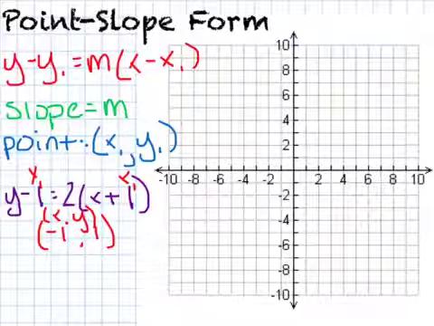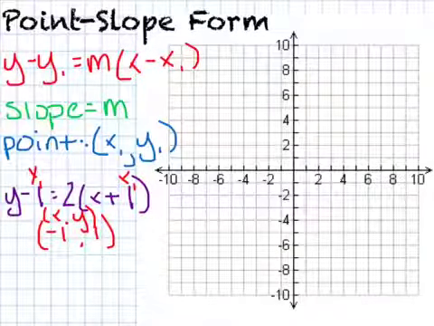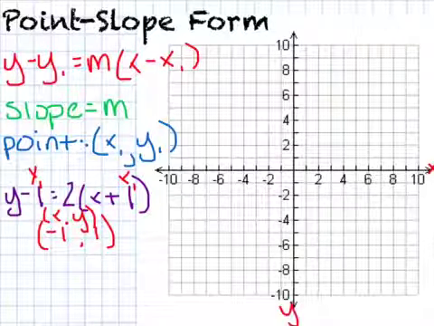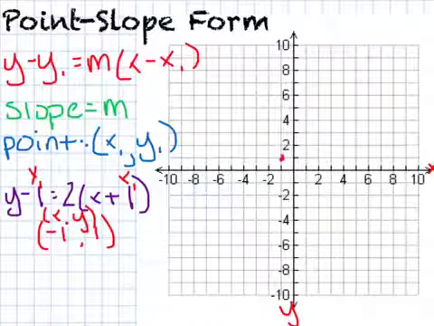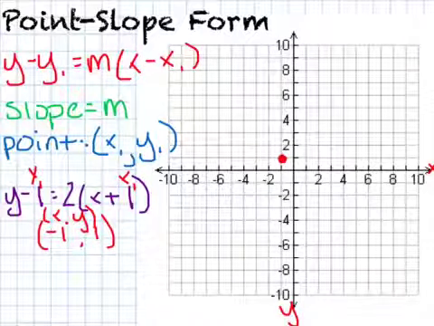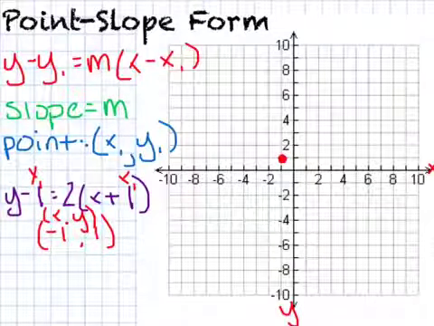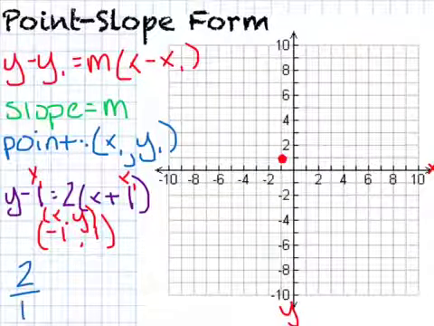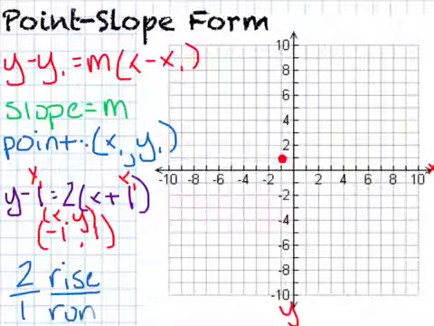So when we go to graph it, we'll plot that point. Negative 1 in our x value. Remember, x is your horizontal, y is your vertical. So we'll go negative 1 in the x, positive 1 in the y, and that will be our point right here. Then we go and we look at our slope. Slope is, in this problem, 2. We have to make it a fraction, so we'll call it 2 over 1, and that is our rise over our run.